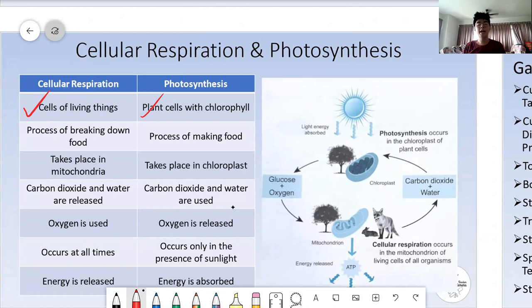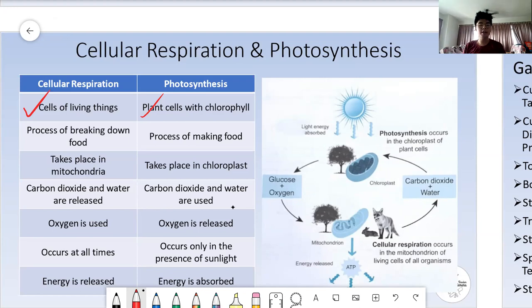Cellular respiration takes place in the mitochondria, in our animal cell. That's why we say that the function of the mitochondria inside our animal cell is to generate energy or produce energy. Photosynthesis takes place in the chloroplast. Why chloroplast? Because there is chlorophyll able to absorb sunlight. In respiration, carbon dioxide and water are released as byproducts. In photosynthesis, carbon dioxide and water are not released, but they are used, because they are opposite.